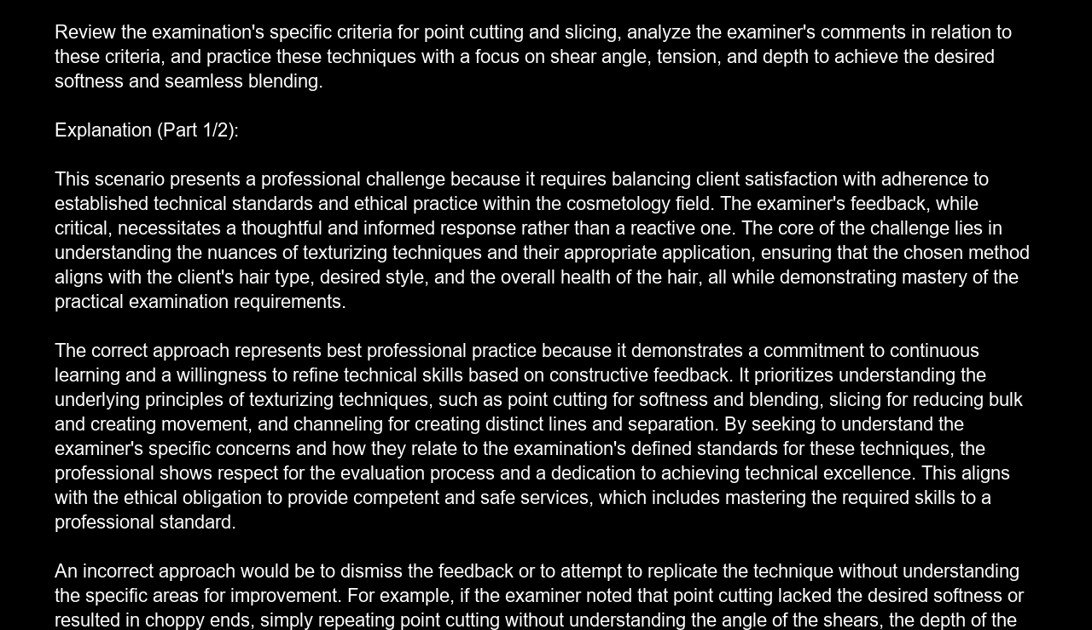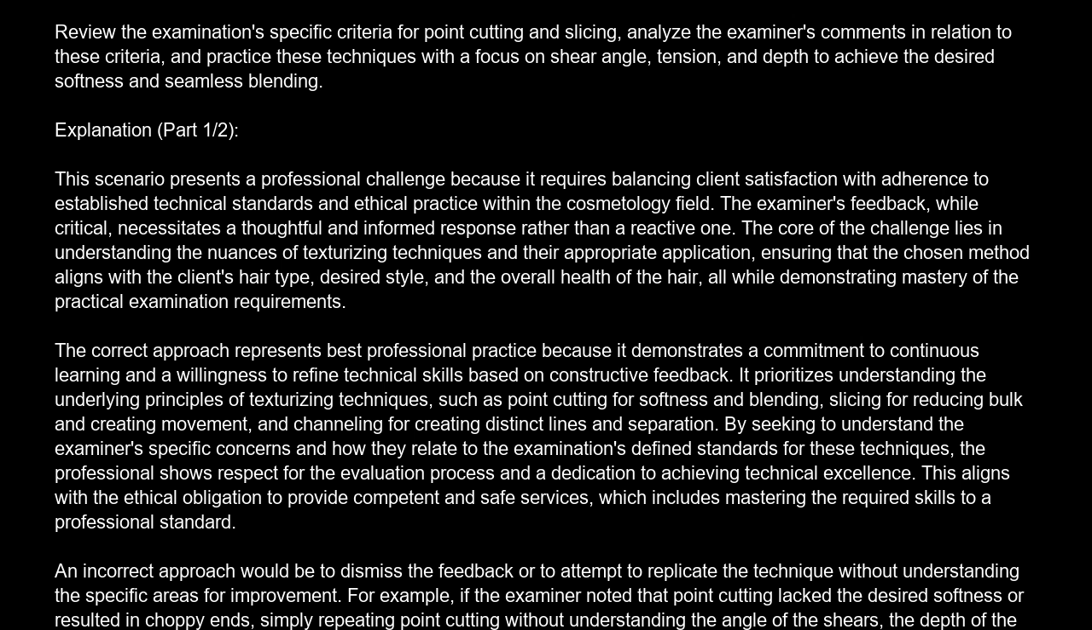The correct approach represents best professional practice because it demonstrates a commitment to continuous learning and a willingness to refine technical skills based on constructive feedback. It prioritizes understanding the underlying principles of texturizing techniques, such as point cutting for softness and blending, slicing for reducing bulk and creating movement, and channeling for creating distinct lines and separation.